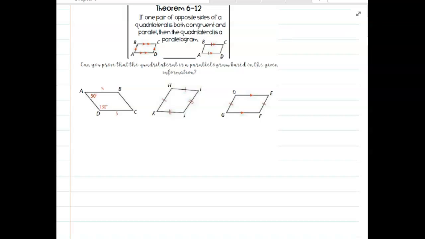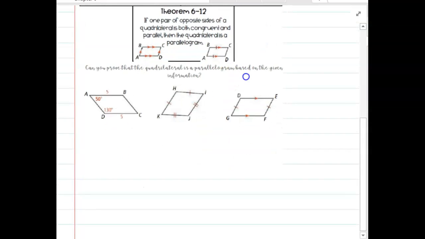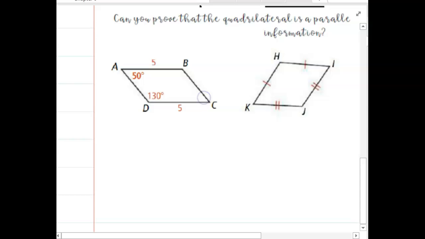It doesn't tell me that. Maybe it kind of looks like it is. But if I were going to use theorem 6.9, I would need to know either angle B or angle C. So to use theorem 6.9, you have to have 3 angles, because you would have to be able to say this angle is supplementary to both of these. So I don't have enough information there.